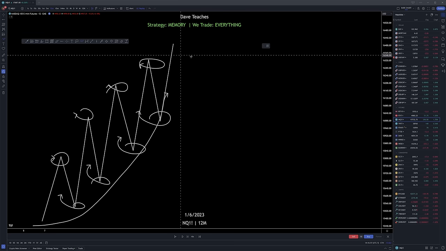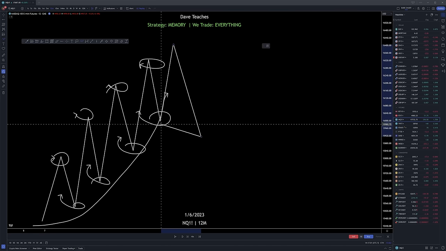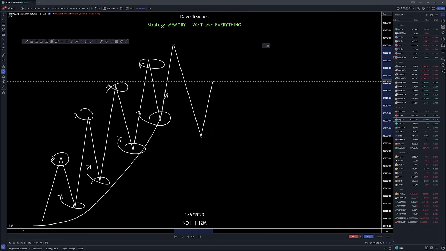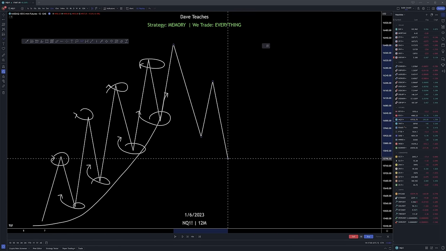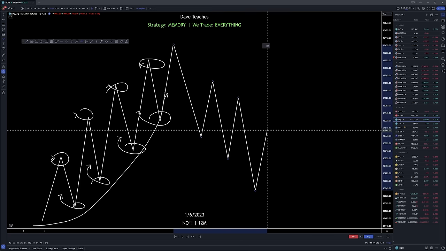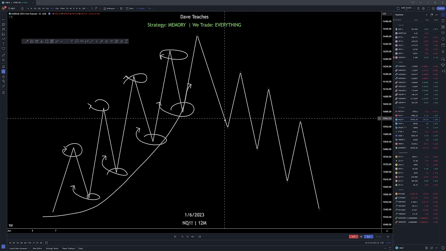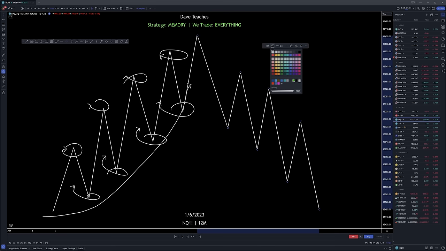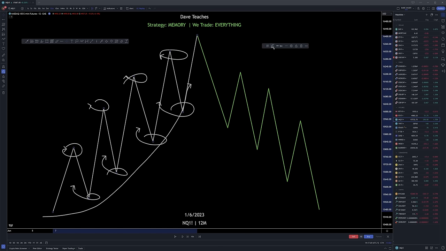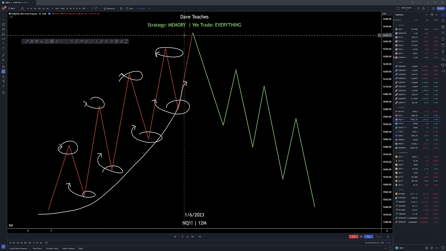And should price reverse, you'd see a breaking of this low, a tap back in, another short, a tap back in, and another short, right? A tap back in, and another short, right? So let's give them colors. So the red is going up and the green is going down.